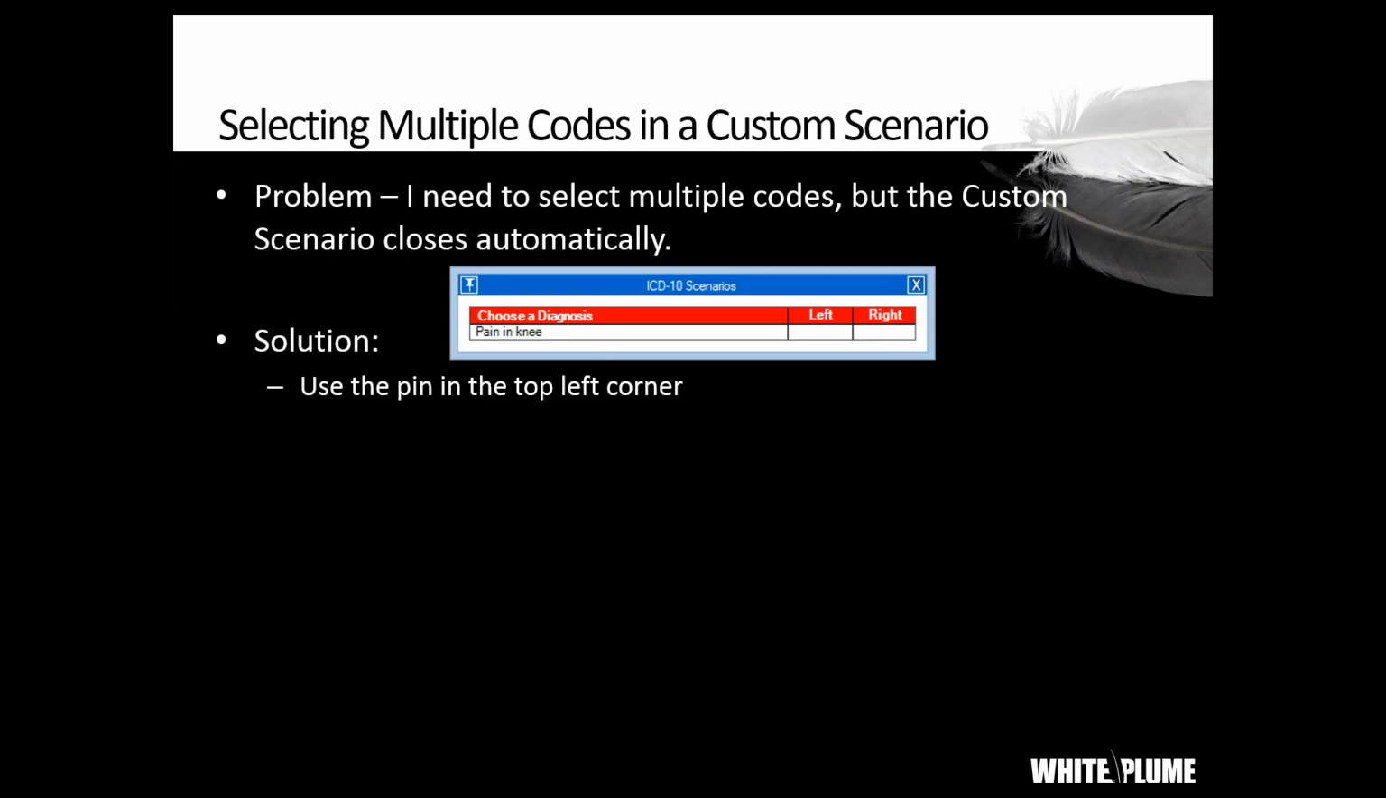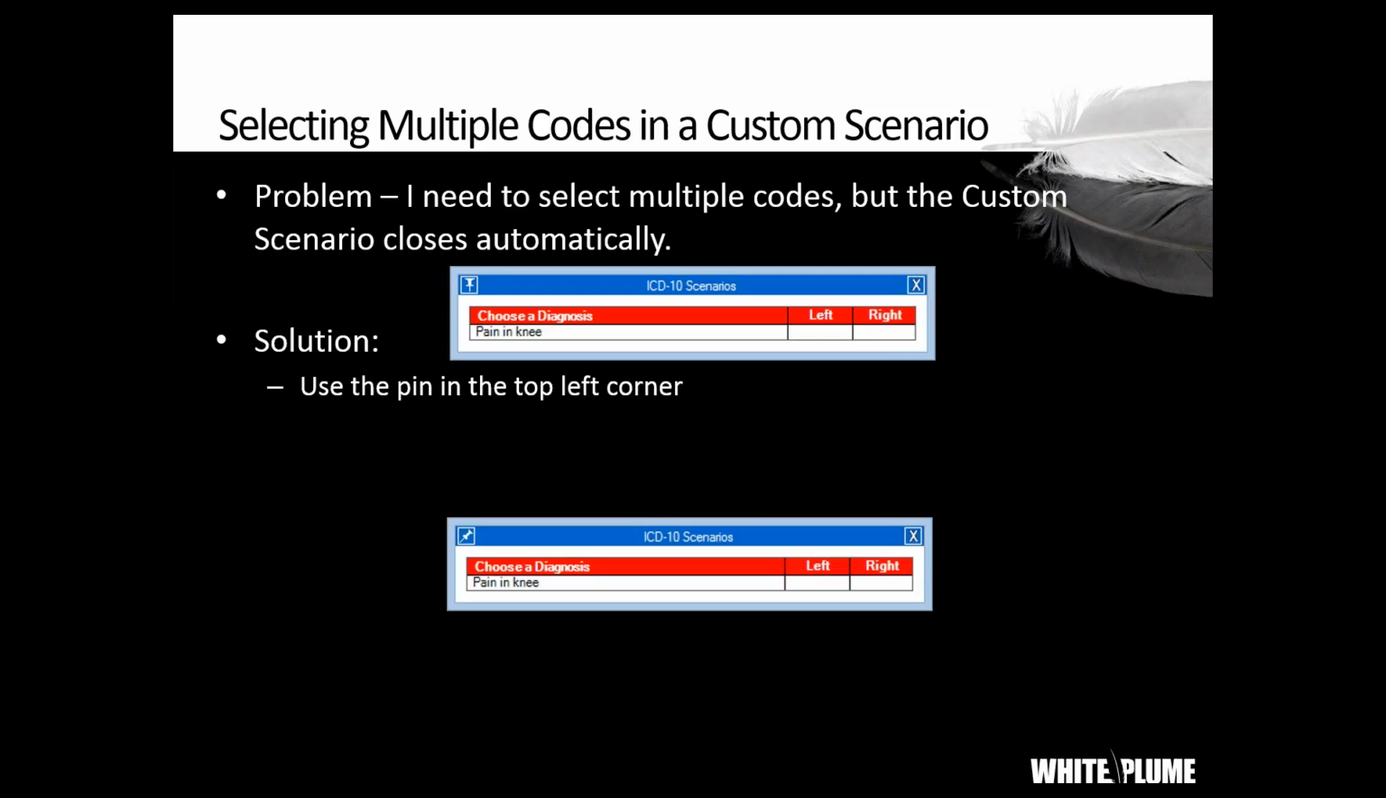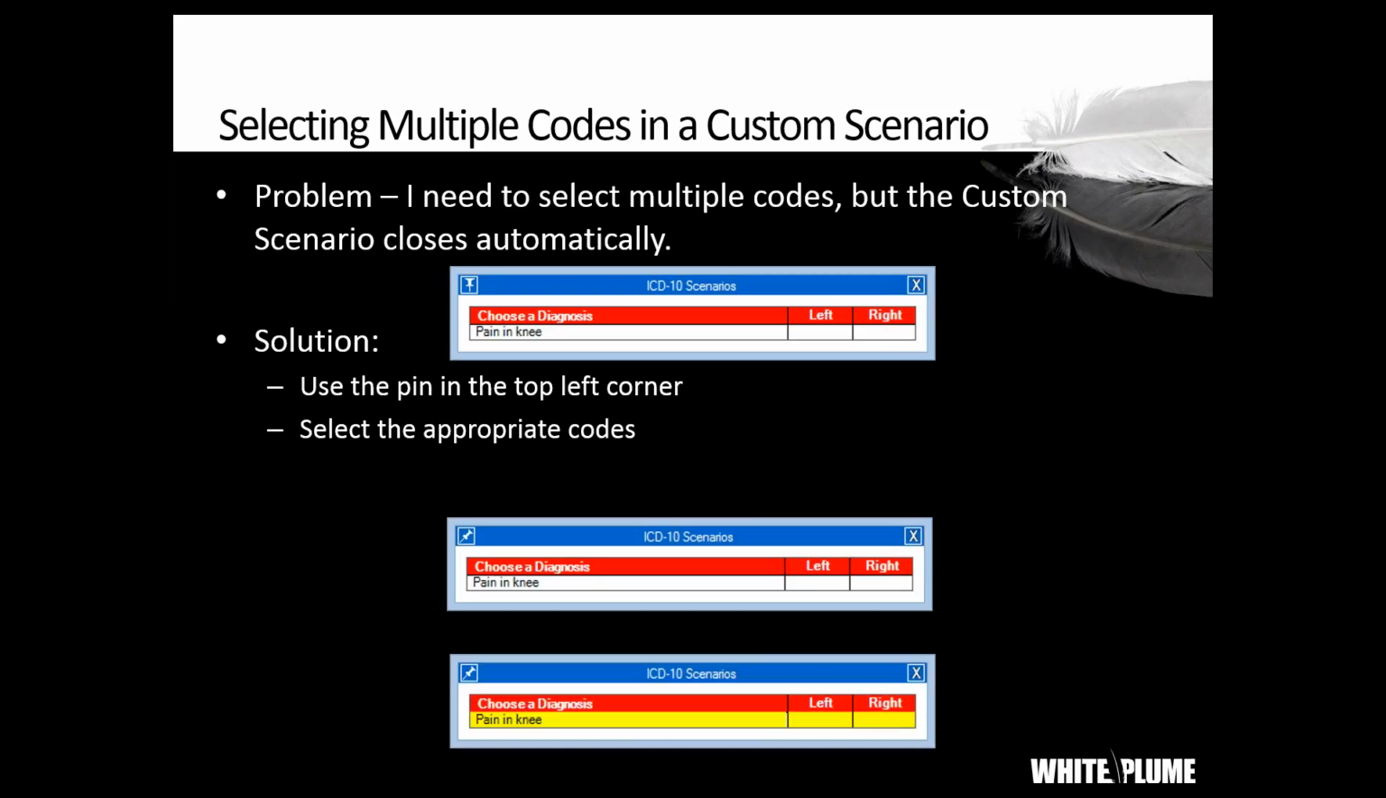And what you do is, look in the top left-hand corner. You're going to click on that pen in the top left-hand corner. And what that does is that says, don't close this window automatically. Let me select multiple codes. Don't close it automatically for me so that I can select the appropriate codes. In this case, 1 for left, 1 for right. Now when I'm finished, I will use the X in the top right-hand corner to close the custom scenario.